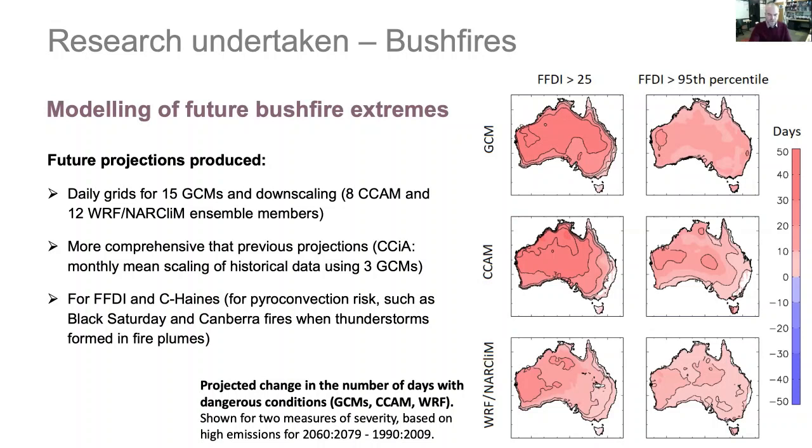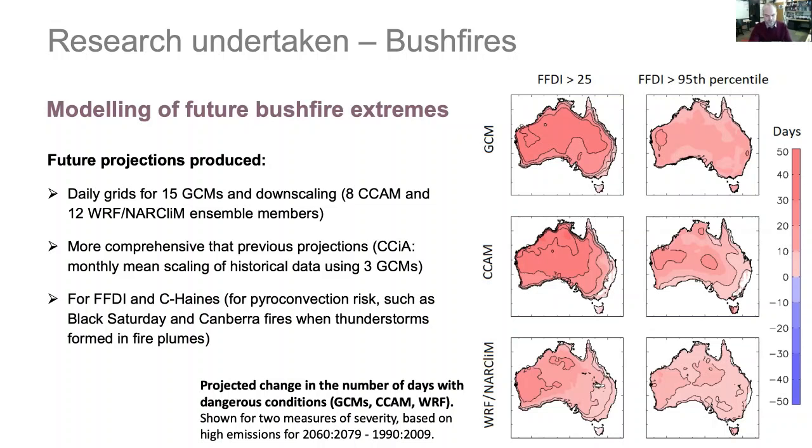In addition to the FFDI, projections were also produced for the C-Haines index, and this index represents pyroconvection conditions, such as occurred on Black Saturday in the Canberra fires, where thunderstorms formed in the fire plumes. And this can make bushfires more dangerous. And some of the project research showed that thunderstorms from Black Saturday fire plumes generated lightning that ignited new fires about 100 kilometres ahead of the fire front.